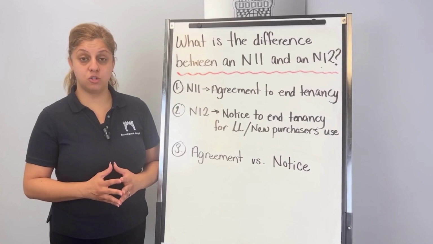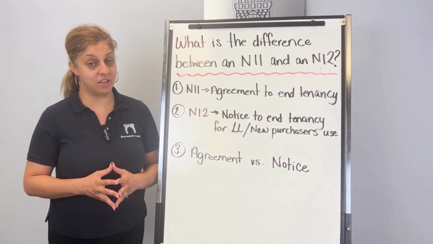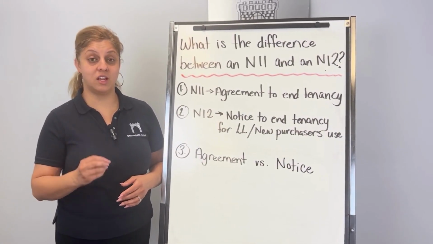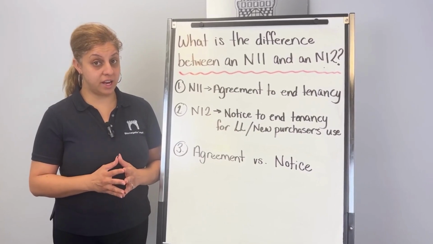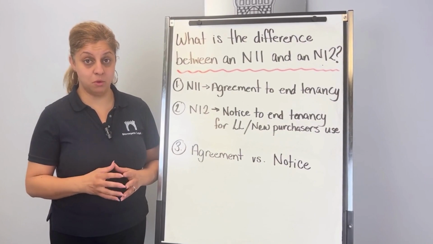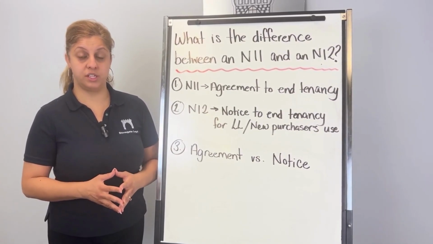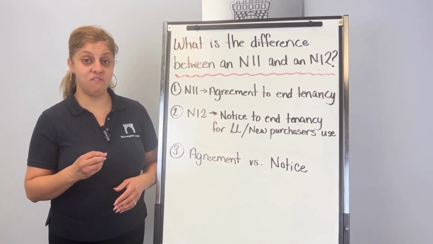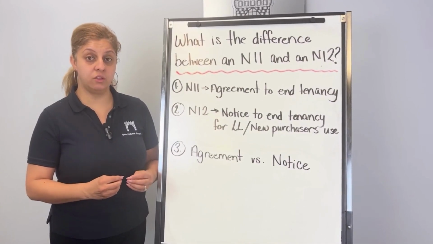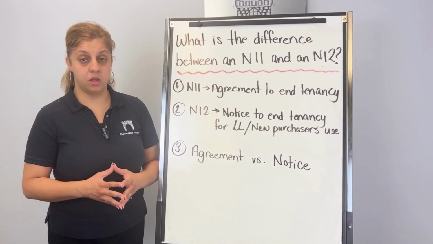The N12 also has very strong cost consequences, unlike the N11. One of the cost consequences is that if the landlord does not move in after serving an N12, and if the tenant relies on that N12 in order to make a move, that tenant has recourse. And that recourse is that they can bring forward a T5 bad faith application against any former landlord for up to 12 months from the date that they moved out.